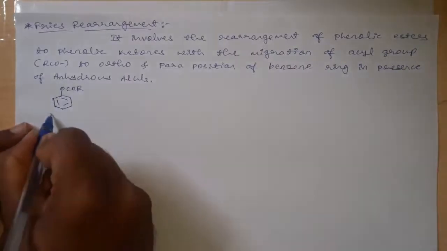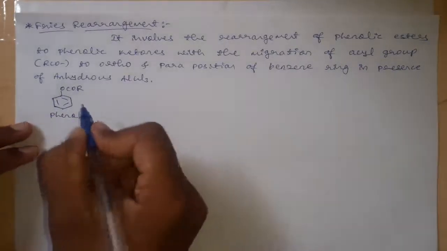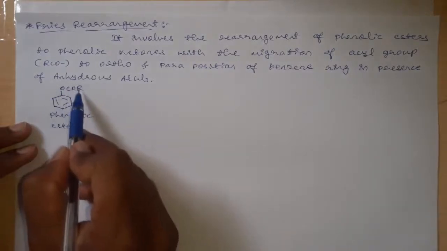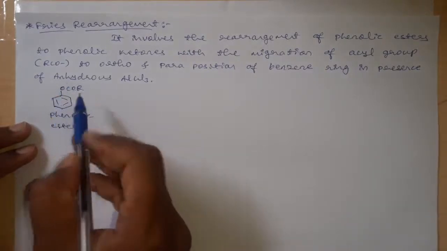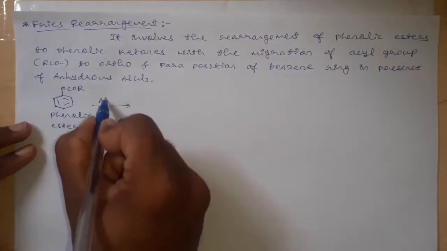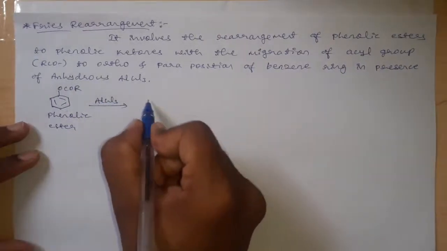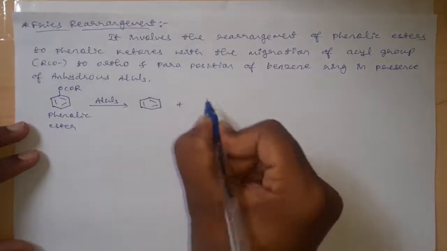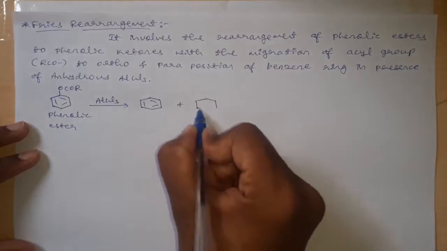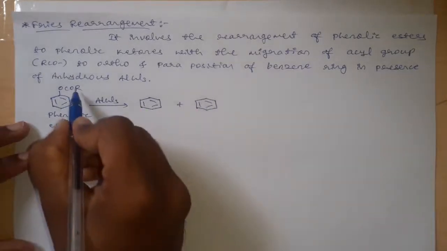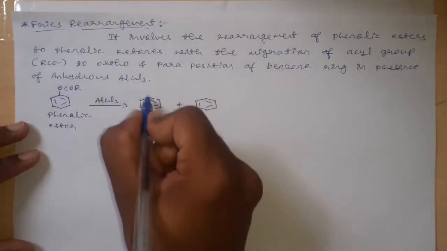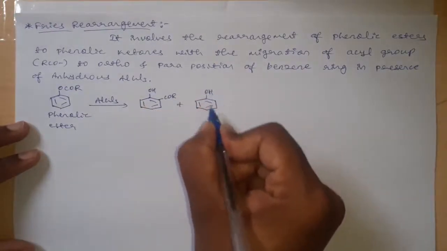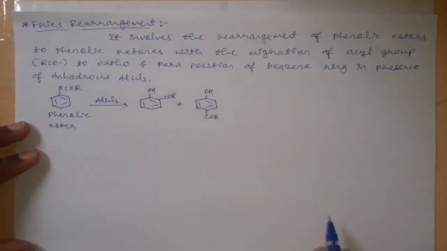OCOR. This one is a phenolic ester, because here the ester group is there, R C double bond O O R dash. When it is treated with anhydrous AlCl3, this acyl group, RCO group, will migrate to the ortho and para position of the benzene ring.